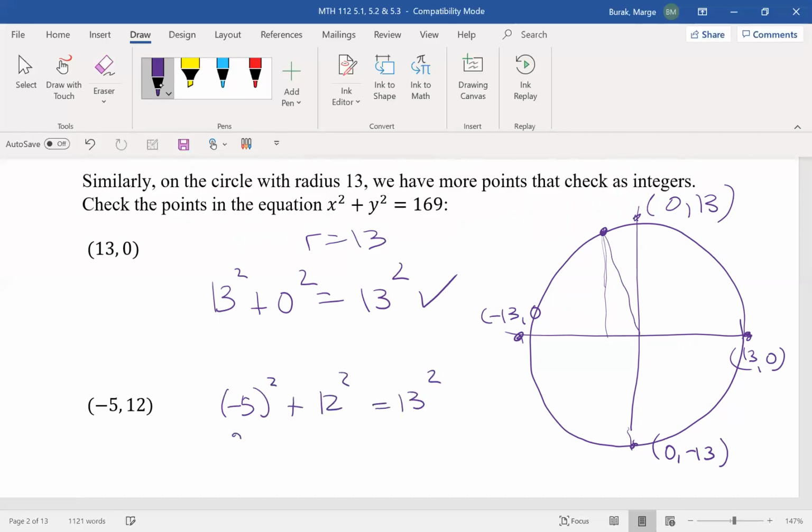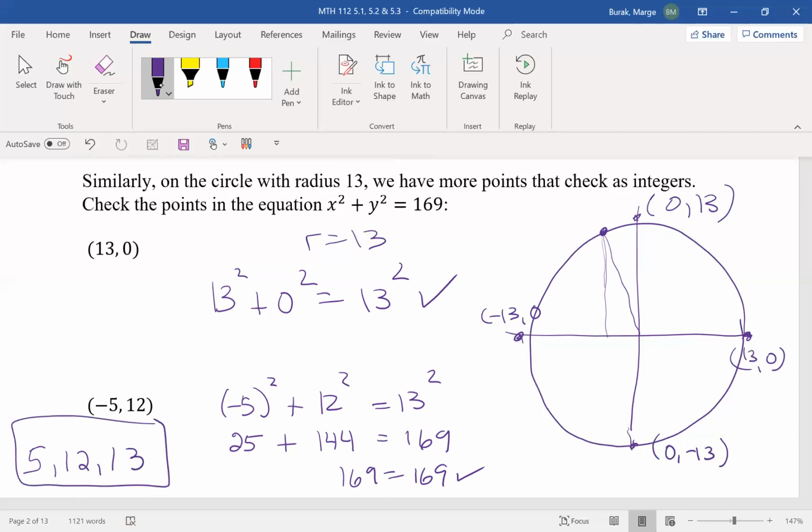And you'll get a 25. You can check on your calculator if you like. 12 squared is 144, and 13 squared is 169. And sure enough, this works. This is another Pythagorean triple, and it's a 5, 12, 13, those 3 numbers.